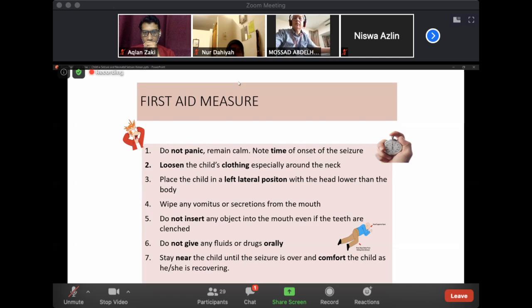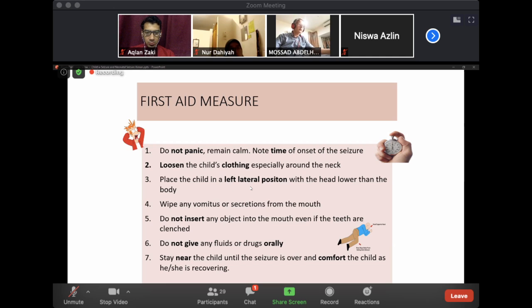So these are first aid measures that we can educate the parents or teachers about if the child under their care is experiencing seizure. First, tell them not to panic, stay calm, and note the time of onset of the seizure. Then loosen the child's clothing, especially around the neck, to avoid any asphyxia or constriction of movement. Place the child in left lateral position, wipe any vomitus or secretion from the mouth, and do not insert any object into the mouth even though the teeth are clenched, and do not give any fluids or drugs orally. And stay near the child and care for them until the seizure is over, and comfort them while they are recovering.